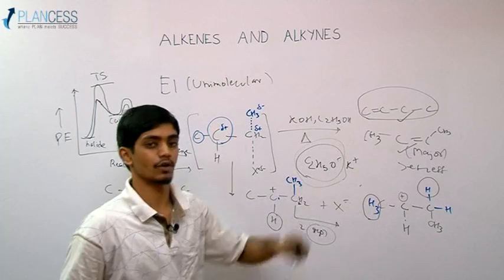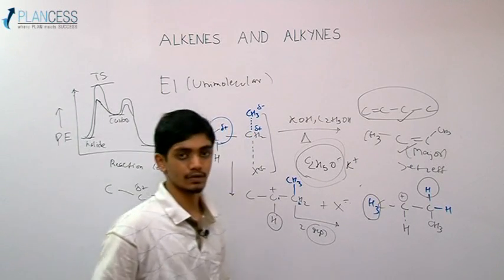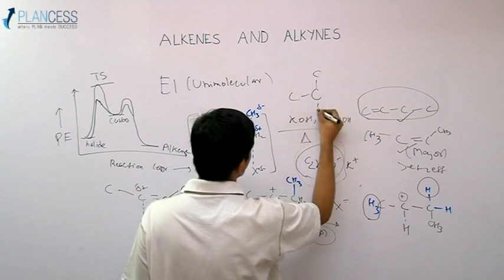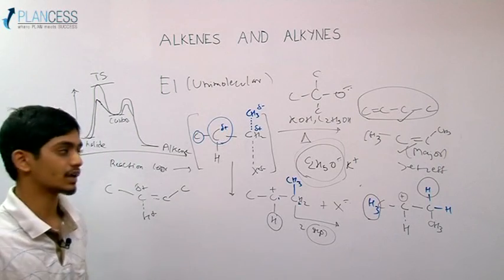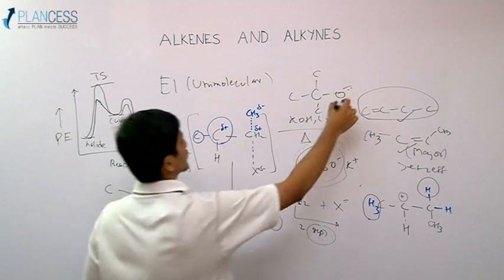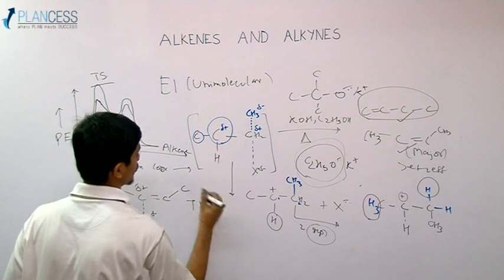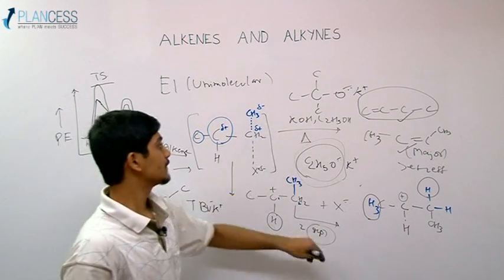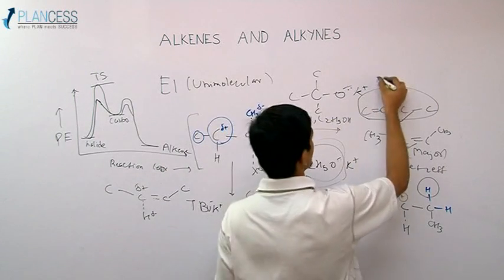And actually that can be obtained by using a bulkier base as compared to this C2H5O minus. Suppose we take a kind of base which is something like this, called tertiary butoxide. We take K plus over here, then this is called tertiary butoxide minus K plus. So if you take that base, then this kind of product is possible, and that is called the Hofmann rule.